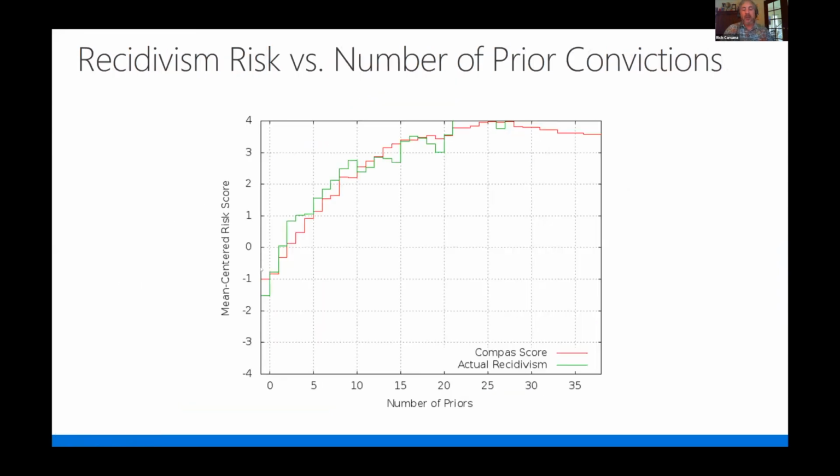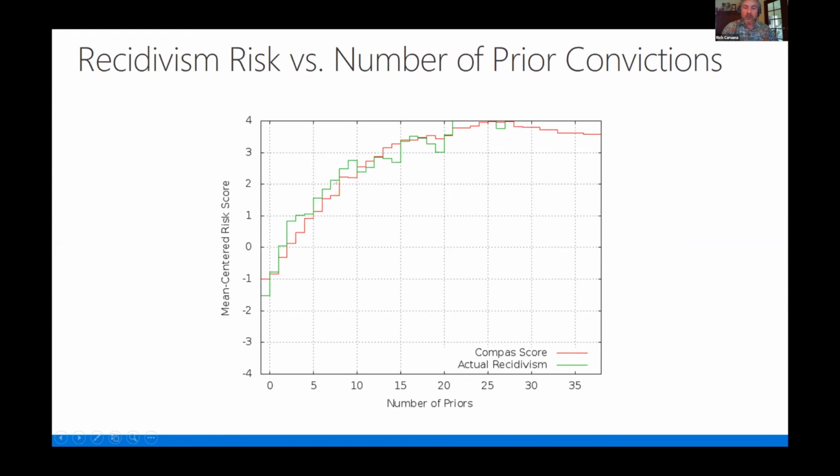Now, here's risk as a number of prior convictions. And first of all, notice that risk goes up dramatically if you have a large number of prior convictions, from -1 to say +2, 3, or 4, right? This is a log scale. Plus 3 or 4 is like a 50 to 1 increase in the chance that you're going to recidivate.